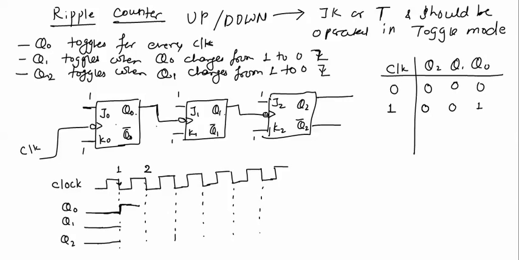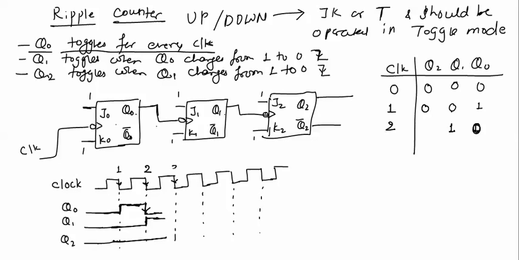Now at the next negative edge, when second clock pulse is applied, we know that Q0 toggles for every clock pulse. Again Q0 will change from 1 to 0 at the second clock pulse. When Q0 changes from 1 to 0, there is negative edge of Q0 which is clocked to the next flip flop. If there is negative edge of the clock, this Q1 output will toggle. If it is 0, it will become 1 because J and K input are logic 1. So this output will become 1 and this is 0. And just now Q1 has changed from 0 to 1. 0 to 1 change means there is no negative edge. There is positive edge. So next flip-flop will not be toggled.